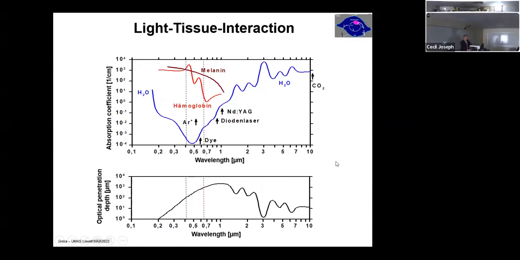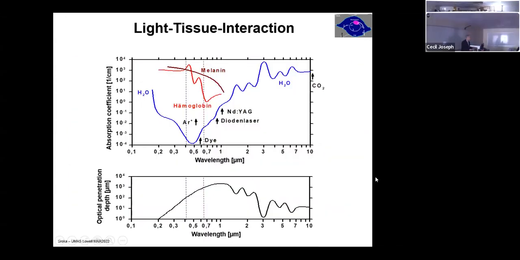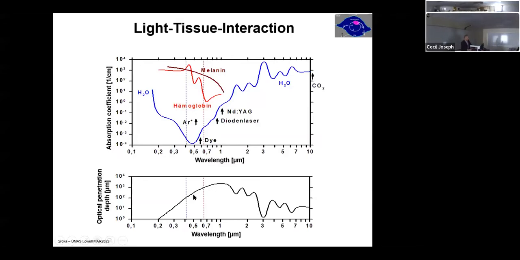When we perform fluorescence diagnostics, we use the Soret band. In this spectral region, with a low optical penetration depth, we just get surface fluorescence. If we want to make photodynamic action, we can use this as well, but the action is not that deep. Therefore, we take the lowest Q band at 635 nanometers to have a deeper reach into the tissue.